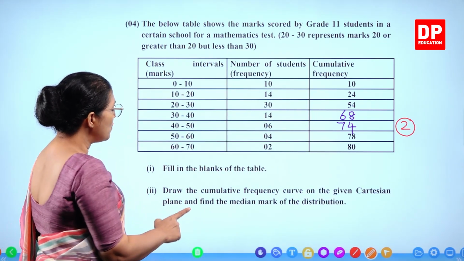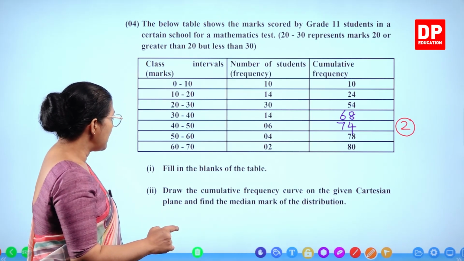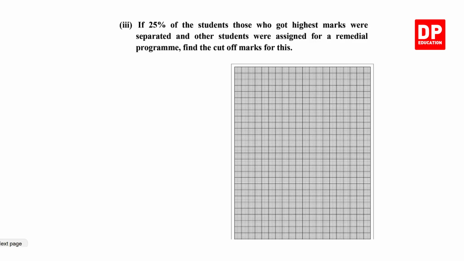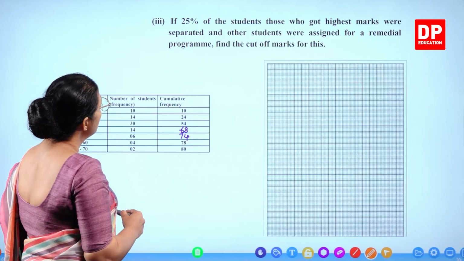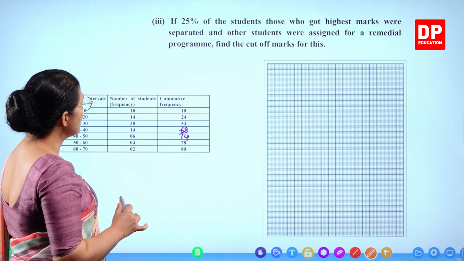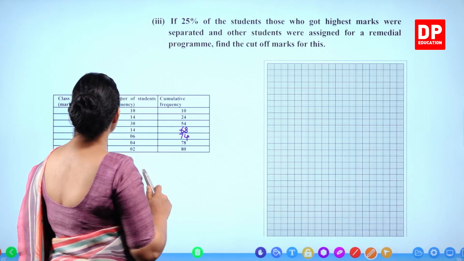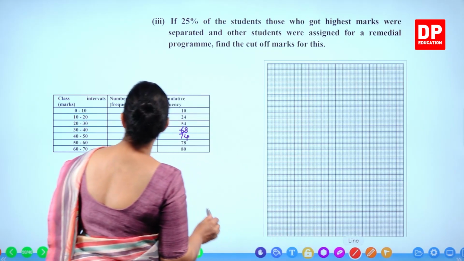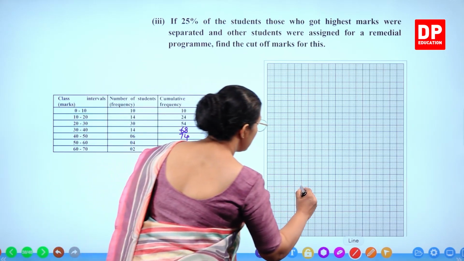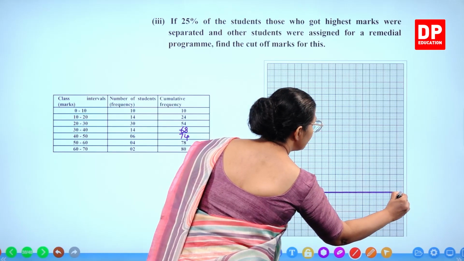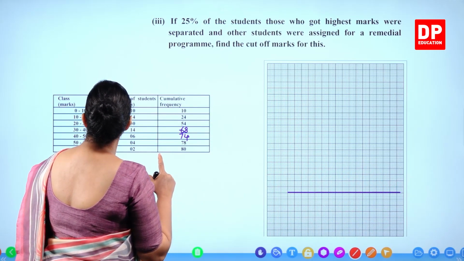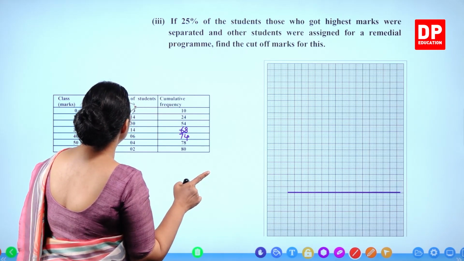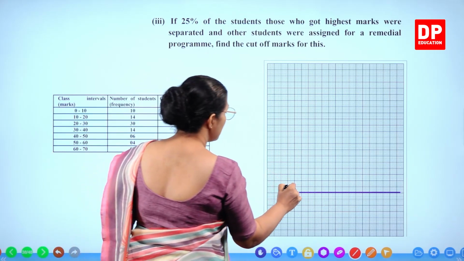And then you have to draw the cumulative frequency curve on the given Cartesian plane and find the median mark of the distribution. So let's do that. This is the graph paper given, part of the graph paper. So you have to adjust the scale. Along the x-axis, 0 to 70 you have to mark. And the cumulative frequency goes up to 80.